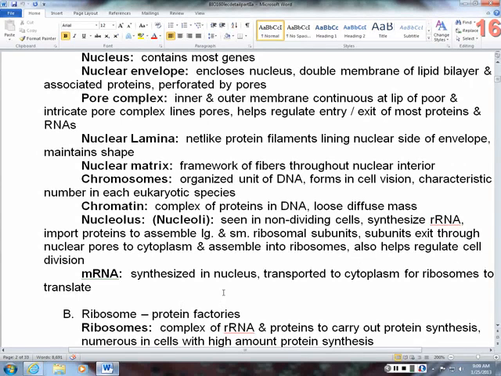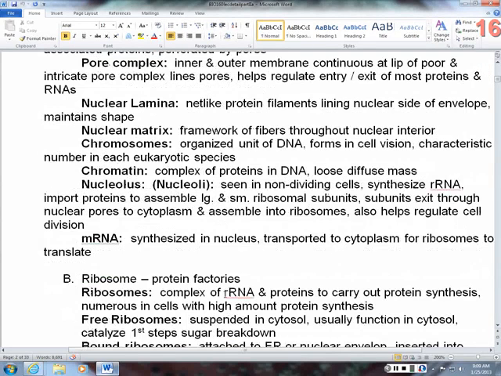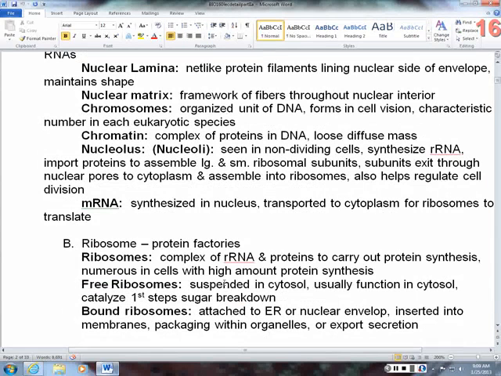So your mRNA, your messenger RNA, is going to be synthesized in the nucleus, and it will get transported out to the cytoplasm for the ribosomes to translate. So your DNA in there has the instructions for making your proteins. However, you can't send that out through this pore. You're going to make an mRNA to send the instructions out to the ribosomes who make your proteins in there. So those ribosomes are little protein factories.